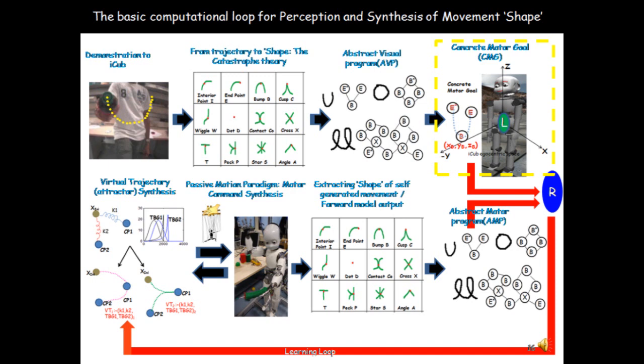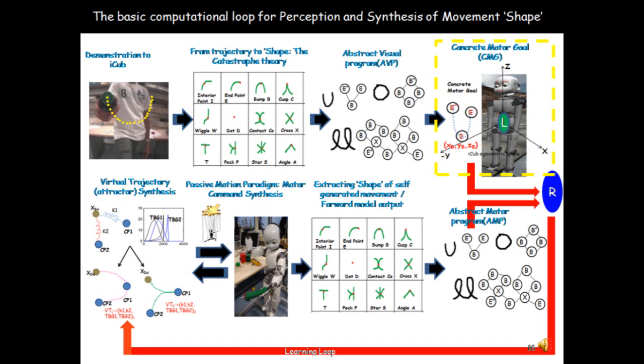So when these contexts are imposed to the abstract shape representation, what you get is a concrete motor goal. That is, a concrete motor goal is an abstract shape representation plus all the other task specific details that need to be taken into account to perform a goal directed movement.